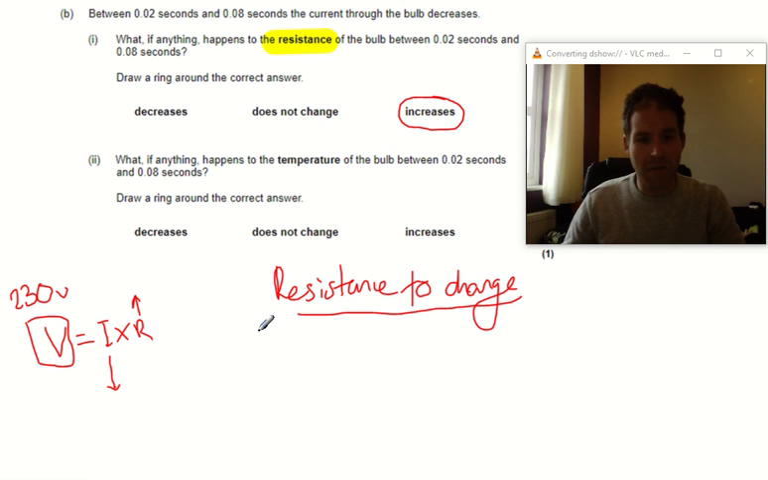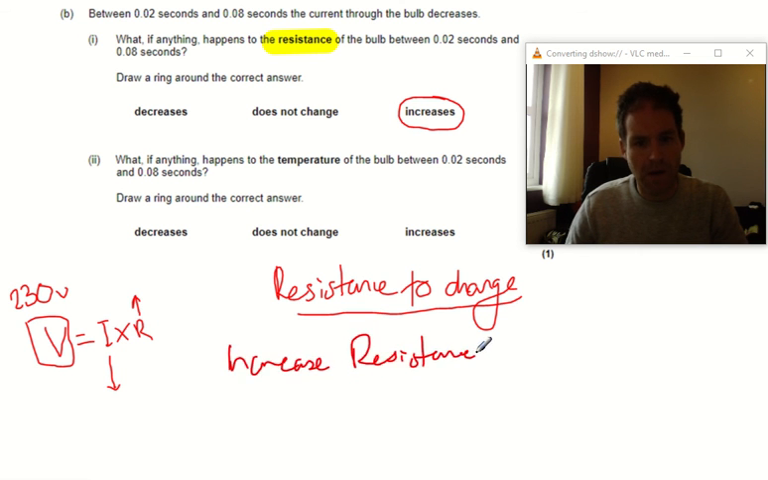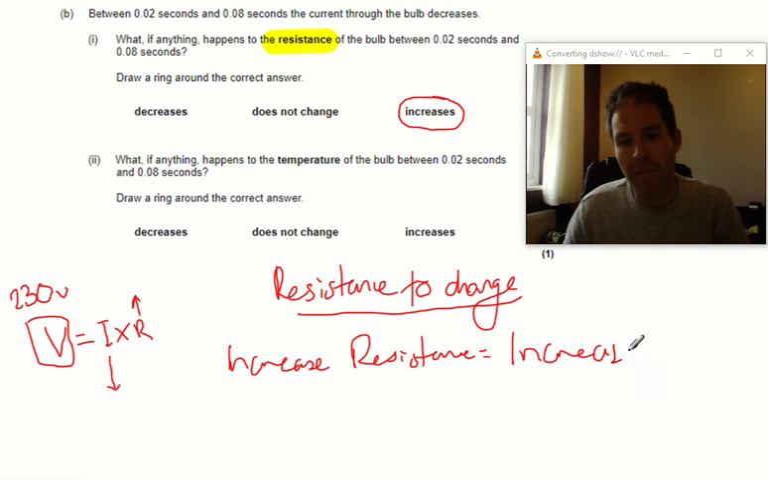Okay, so an increased resistance can be caused by a temperature increase. Okay, by a temperature increase. So this simply also increases. So that's part B done.